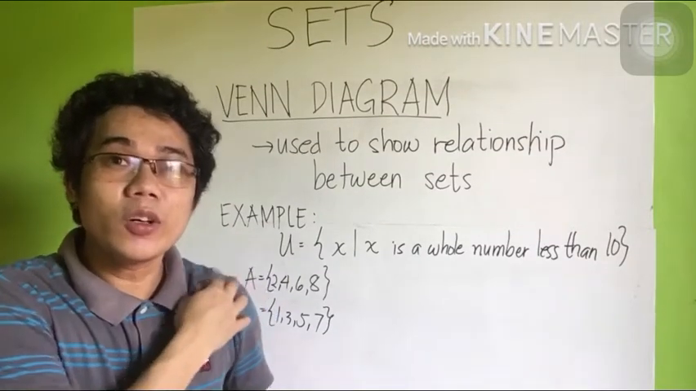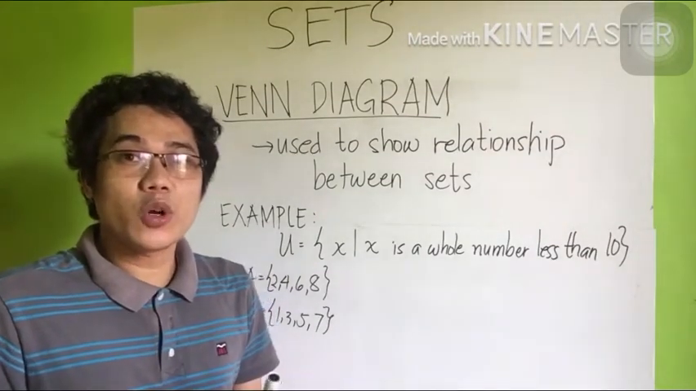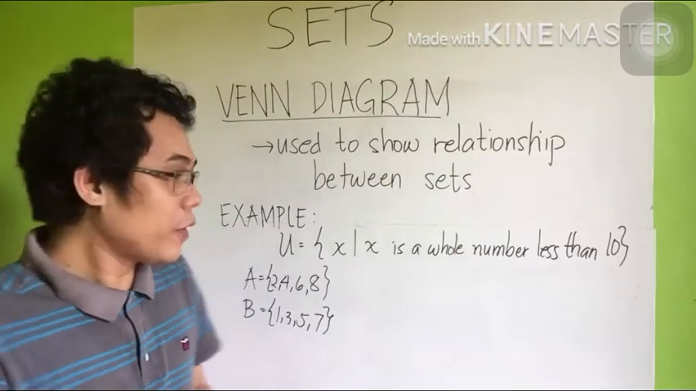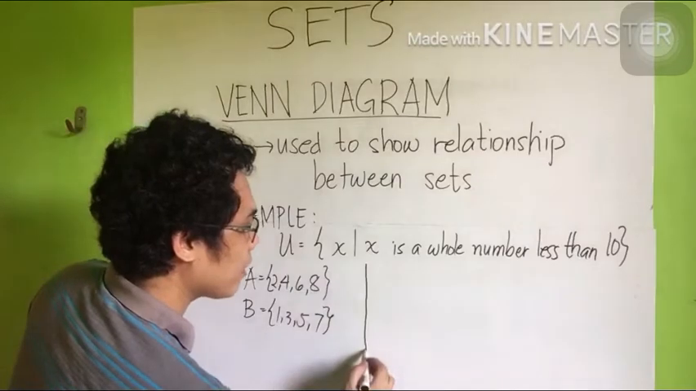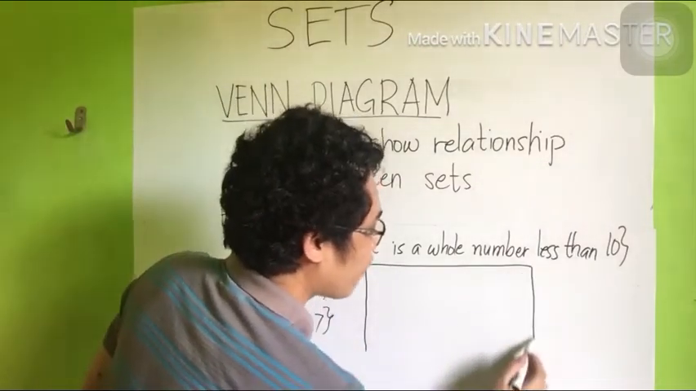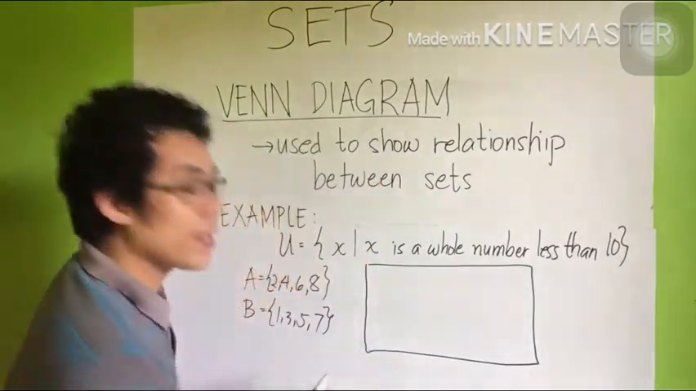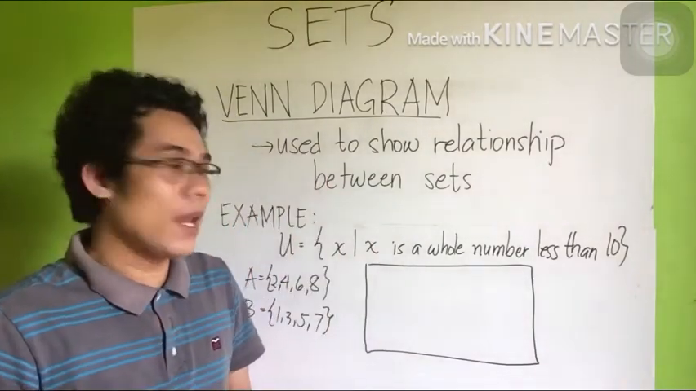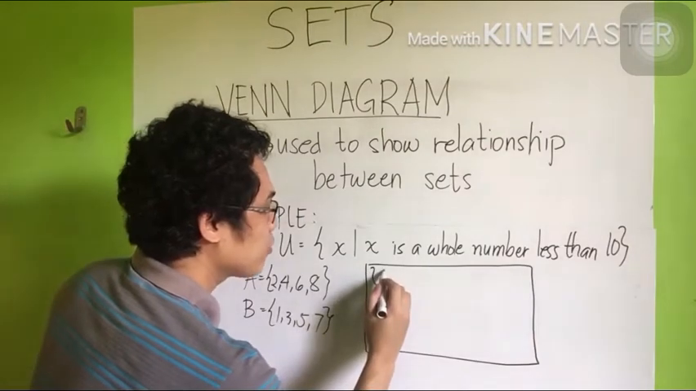We will draw geometric shapes to show the relationship. So kayo nang bahala kung anong mga figure ang gagawin nyo. So for me, I will make a rectangle for the universal set. So pwedeng circle, pwedeng triangle, kayo nang bahala. So this will be my U.